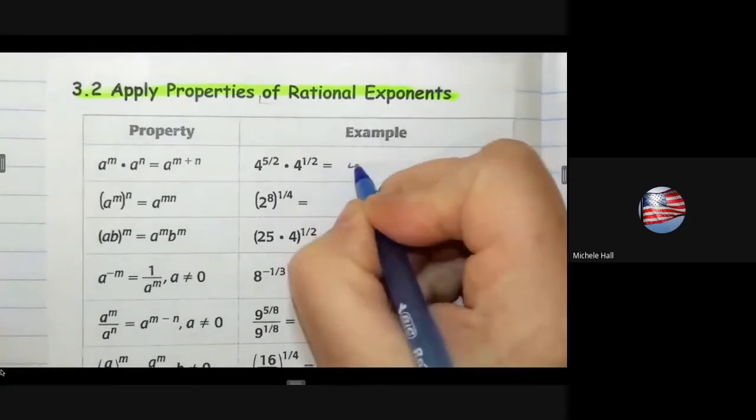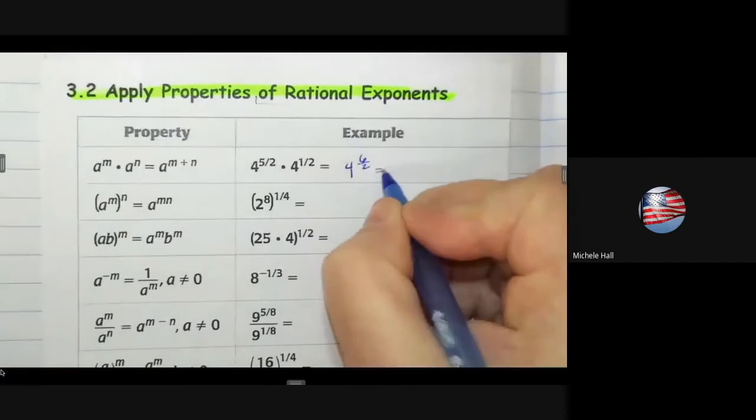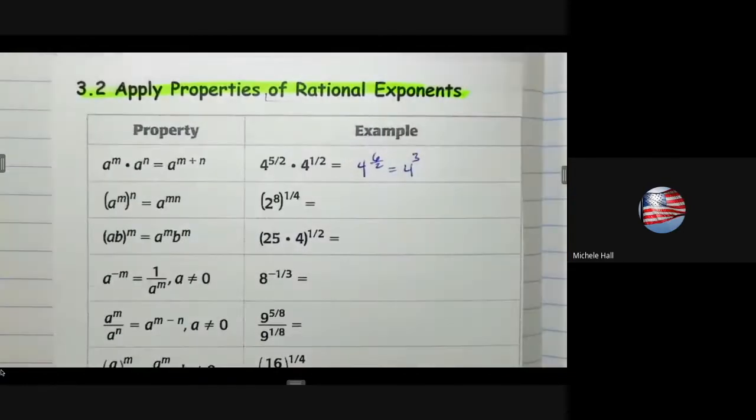This is going to be 4 to the 6 halves, and then 6 halves equals 3, so we get 4 cubed, and 4 times 4 is 16, times 4 is 64.